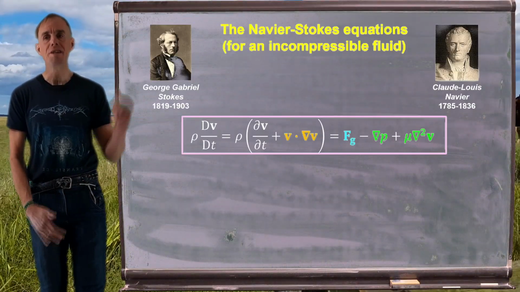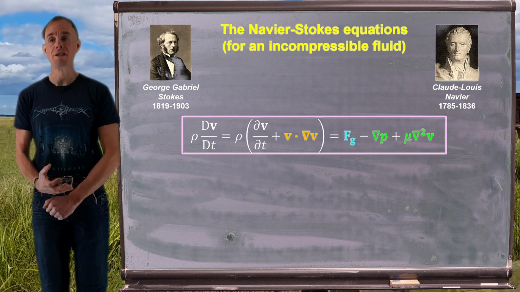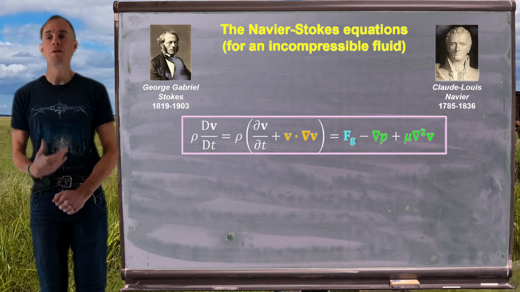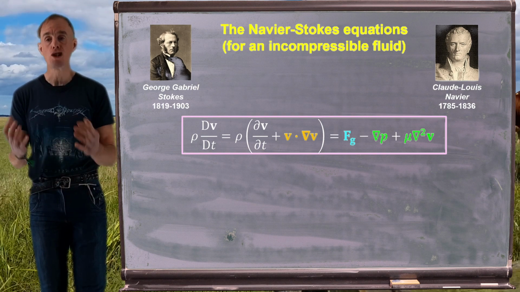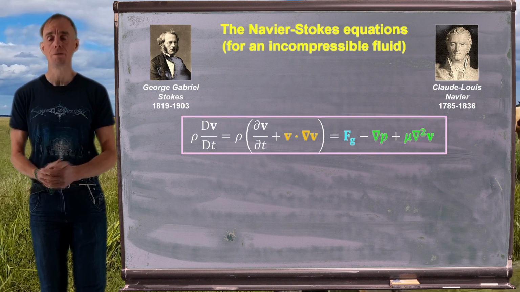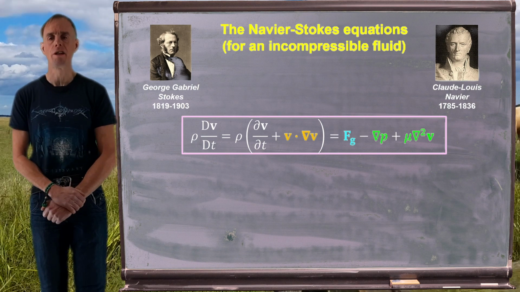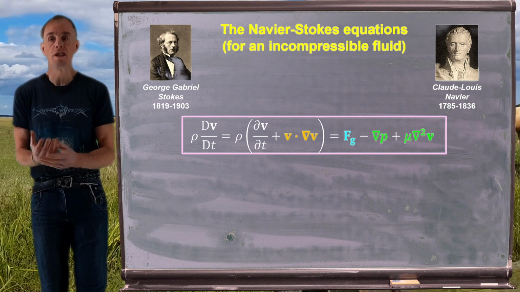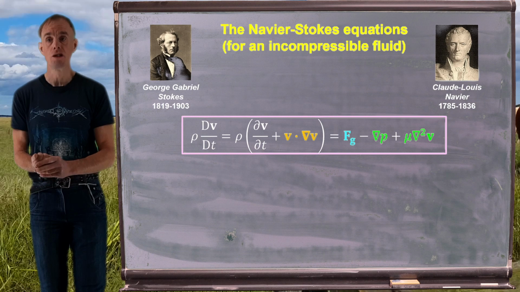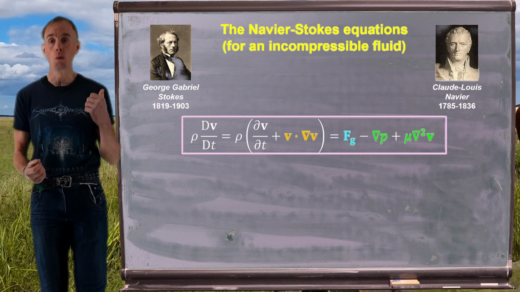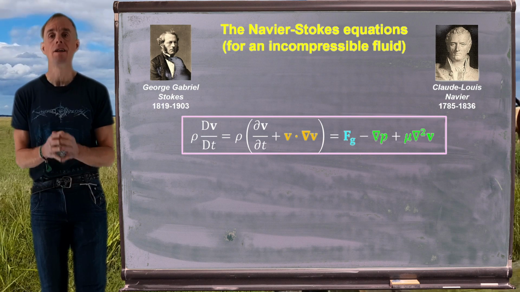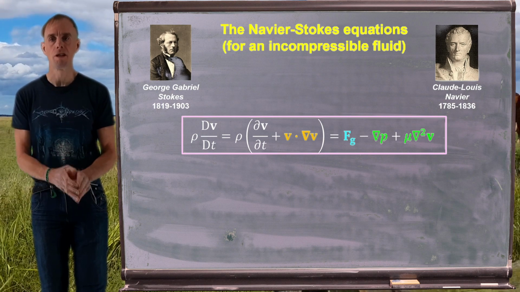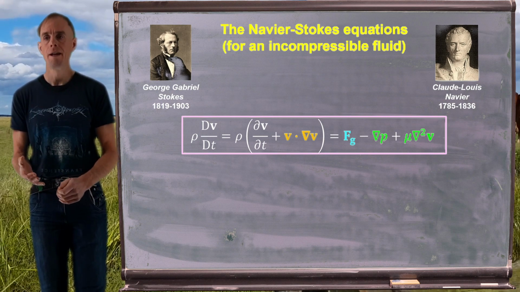So, on the board here, I've put a reminder of the Navier-Stokes equations. Remember that on the left-hand side of these equations, we have terms involving acceleration, both temporal and spatial. And on the right-hand side, we've got those forces that give rise to these accelerations. And the mass here is all in the density on the left-hand side. So this is, in effect, a statement of force equals mass times acceleration, Newton's second law.